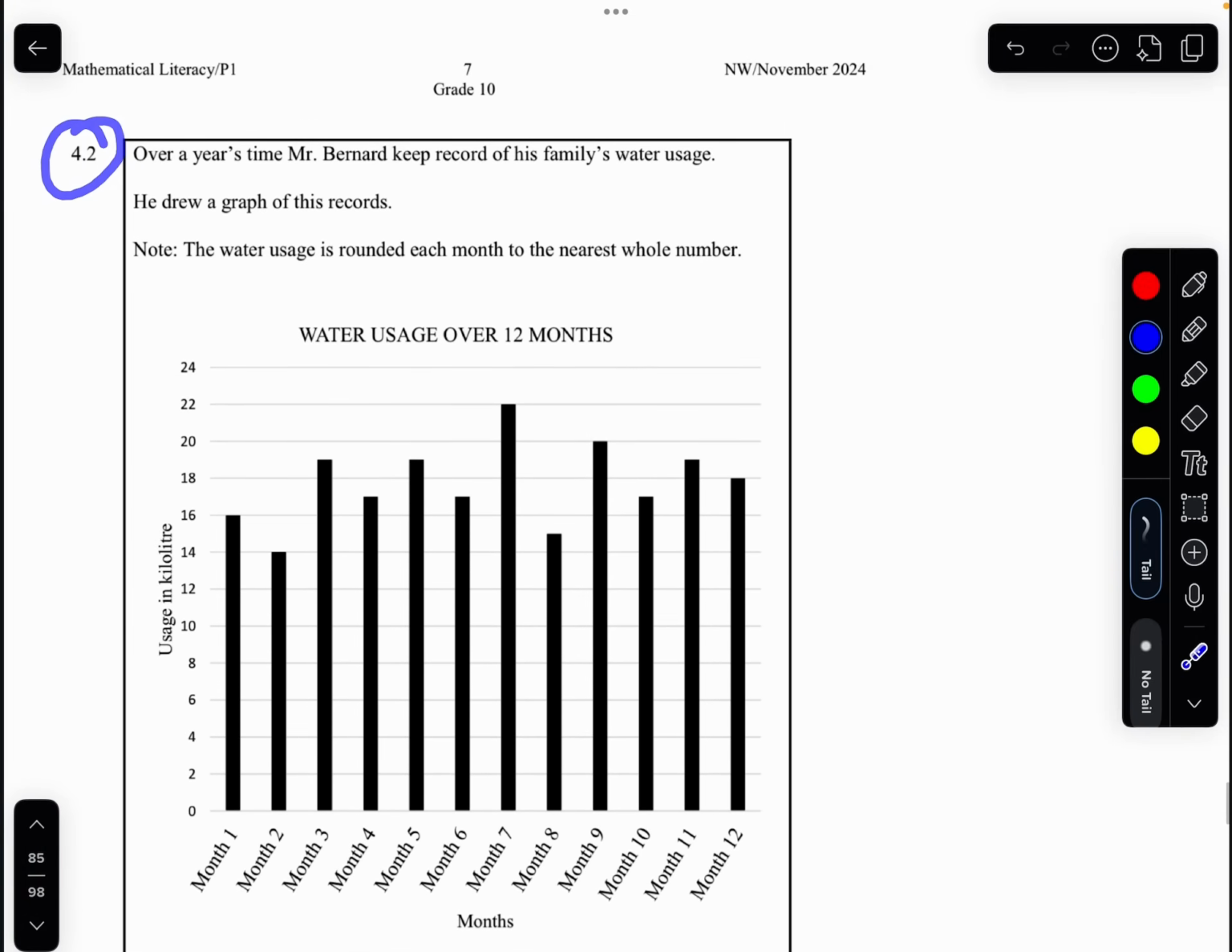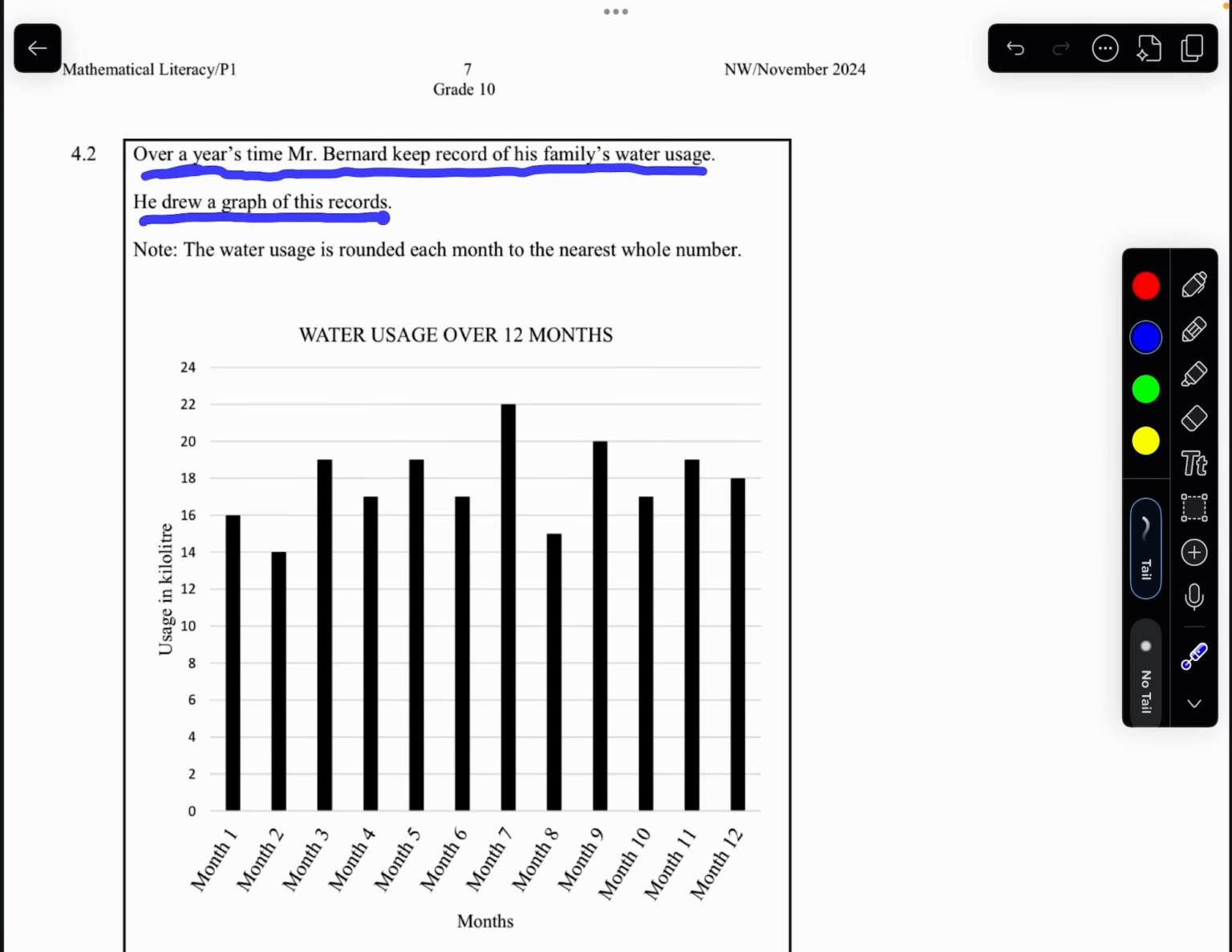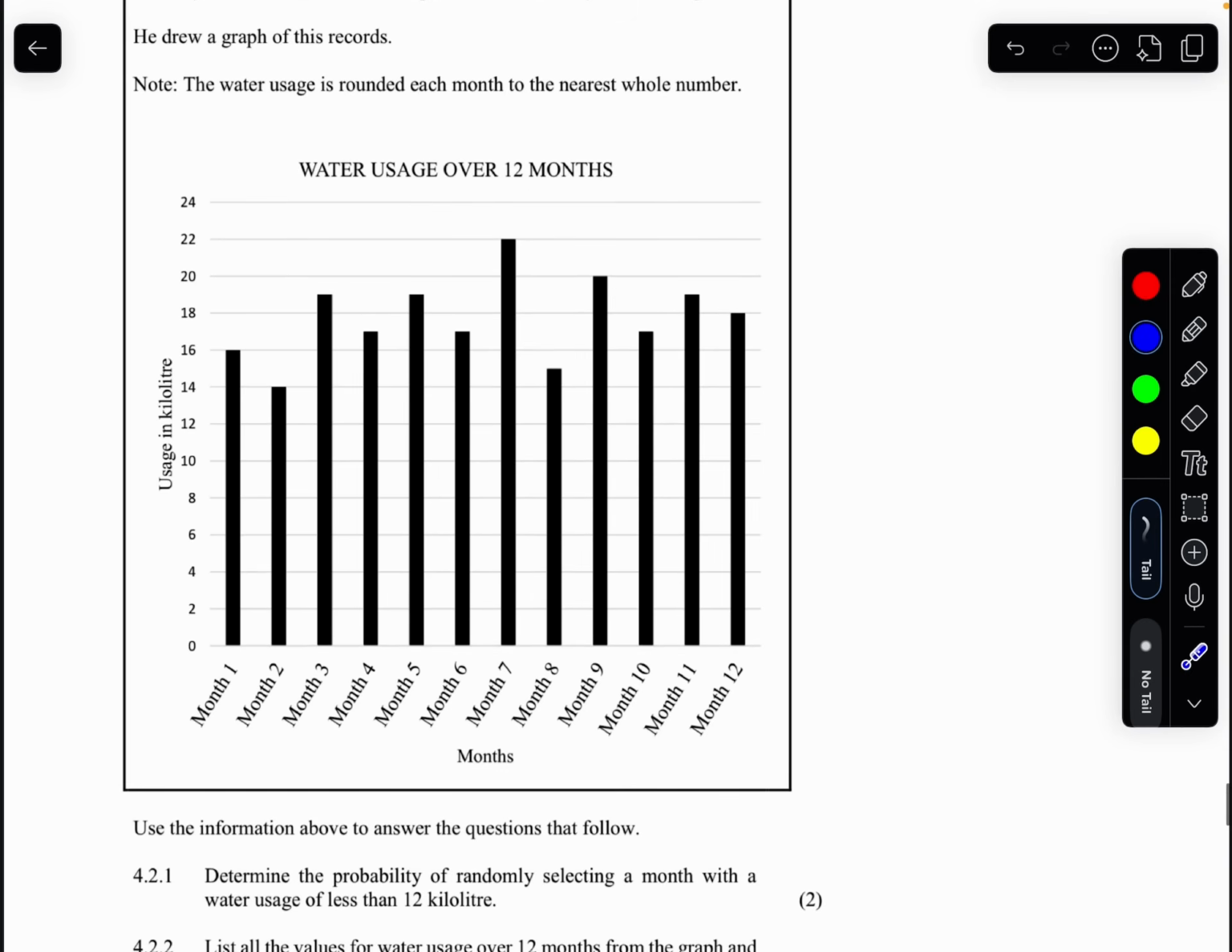It says, over a year's time, Mr. Bennett keeps a record of his family water usage. He drew the graph of his record, right? It says, note, the water usage is rounded each month to the nearest whole number.